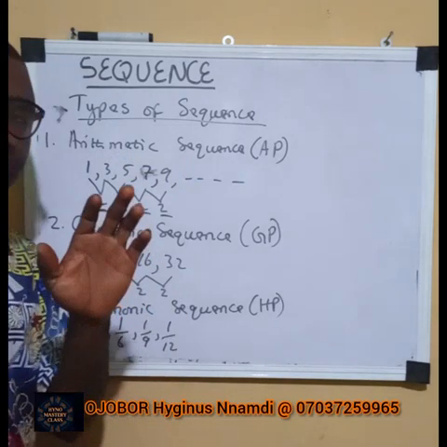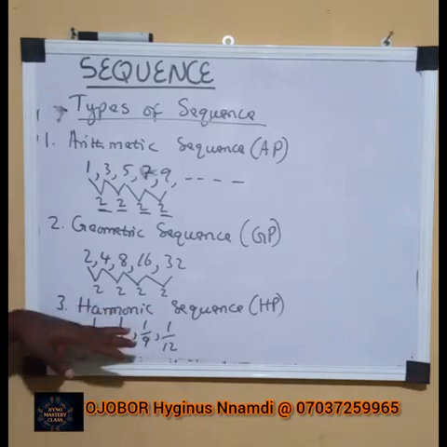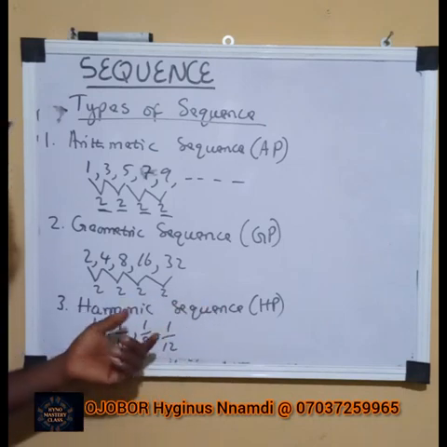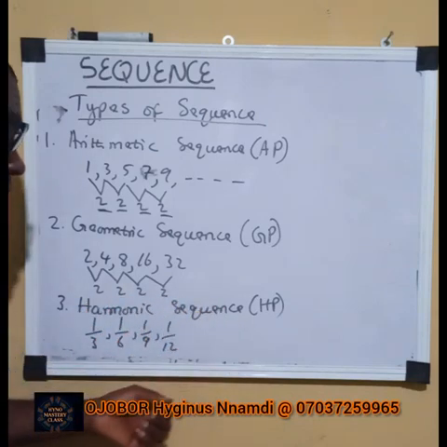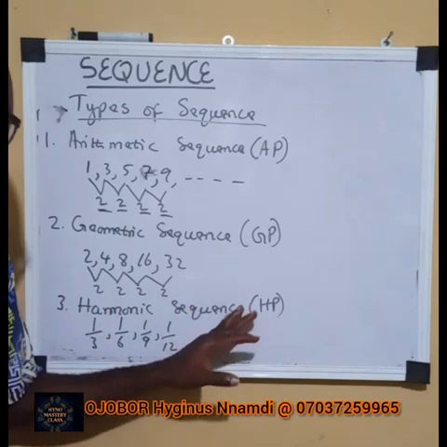So when you have a fraction where the numerator is a constant, and it is a reciprocal, and the denominator is an arithmetic sequence or progression, you call it a harmonic sequence. This is what we refer to as harmonic sequence.